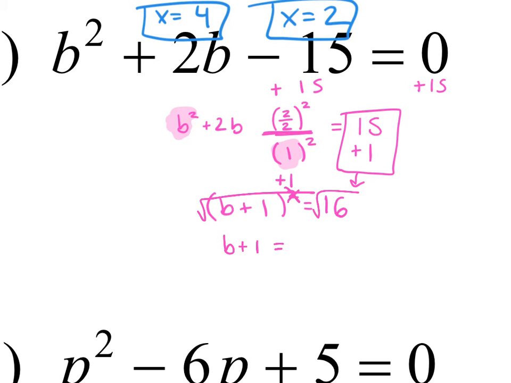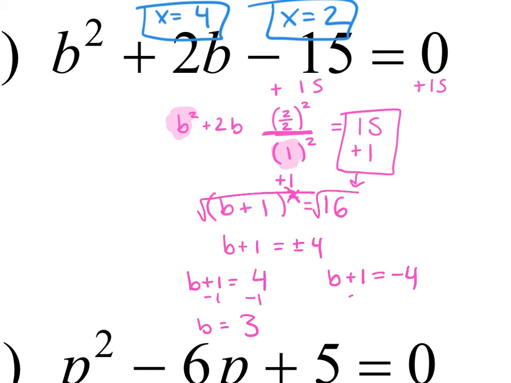4. What's that one thing we can't forget? Plus or minus 4. So we break it up. B plus 1 is equal to positive 4. B plus 1 is equal to negative 4. How do we solve for b here? Subtract 1. Awesome. So b is equal to, what's 4 minus 1?